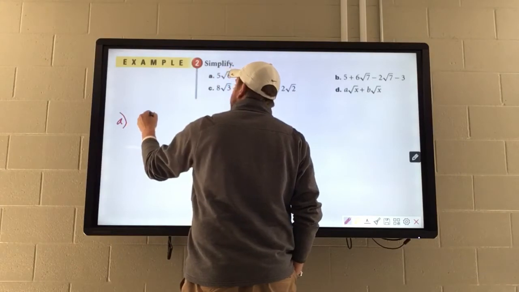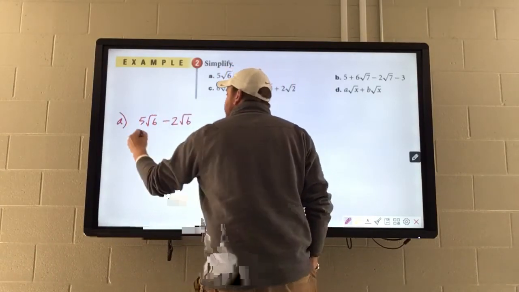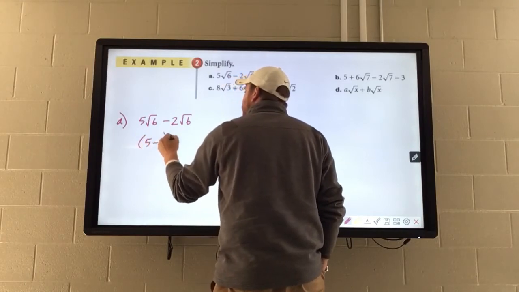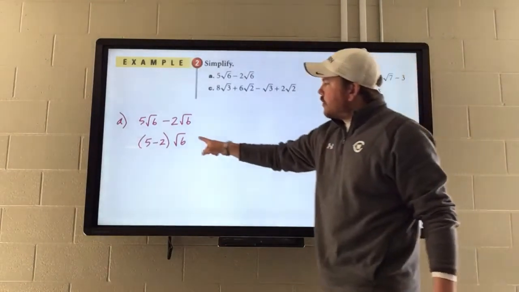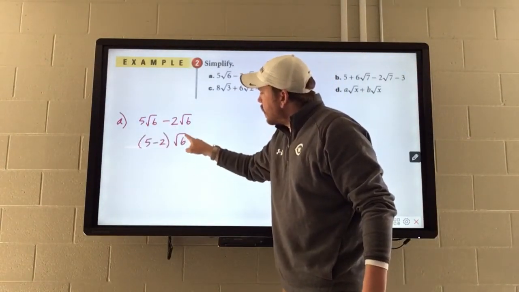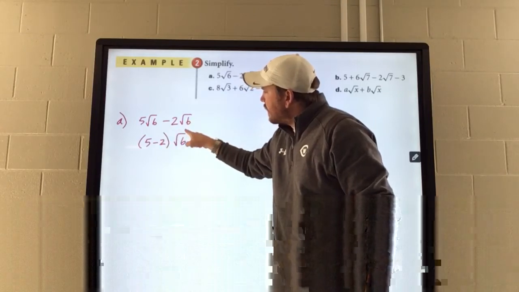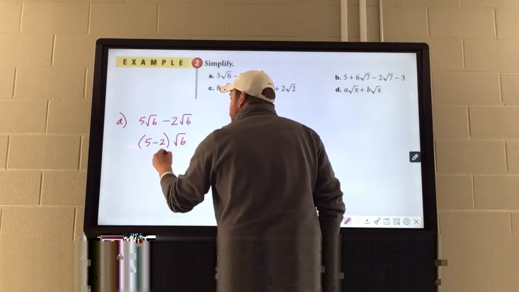5 root 6 minus 2 root 6. We can rewrite this as 5 minus 2 times the square root of 6. Because if I were to redistribute that square root of 6, square root of 6 times 5 is 5 root 6. Square root of 6 times negative 2 is negative 2 root 6. So really we can just subtract these, giving us 3 root 6.